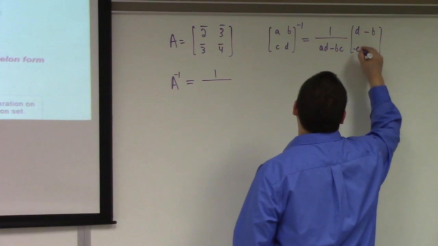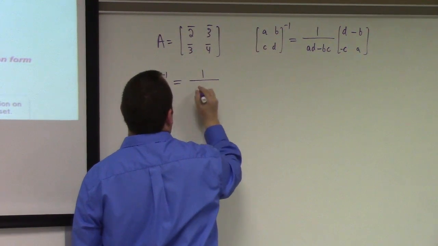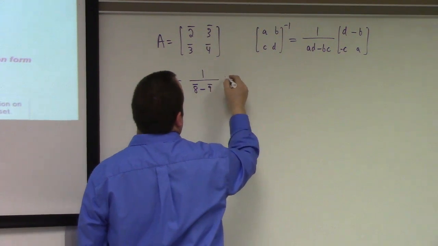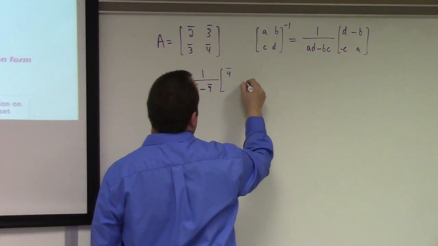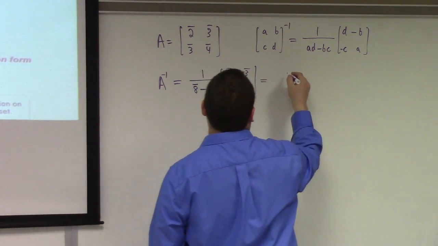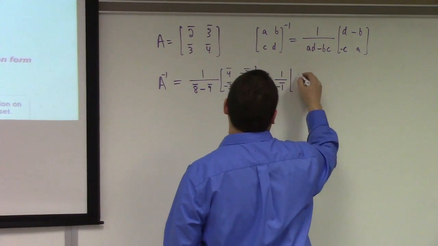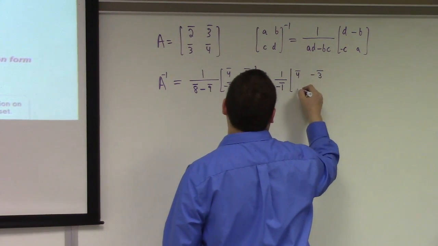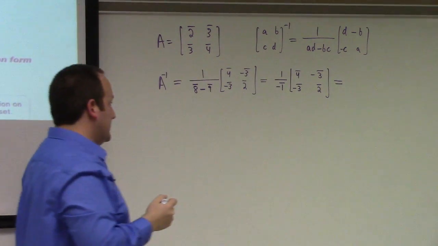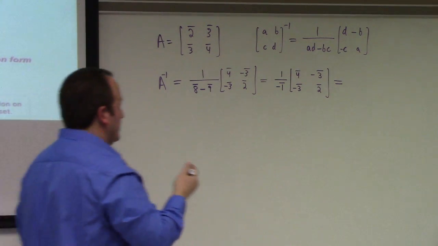Okay, like so. So if I apply that here, I've got 2 bar times 4 bar, which is 8 bar, minus B times C, which is 9 bar. And then I've got 4 bar, 2 bar, minus 3 bar, minus 3 bar. So I've got 1 over minus 1 bar, times the matrix 4 bar, minus 3 bar, minus 3 bar, 2 bar. Let me simplify this a little bit. What is minus 1 mod 5? It's 4, right? So that's actually 1 over 4.